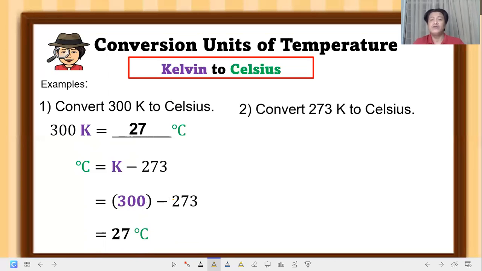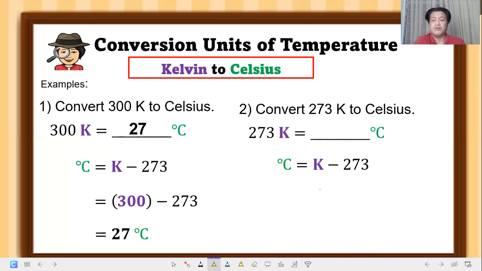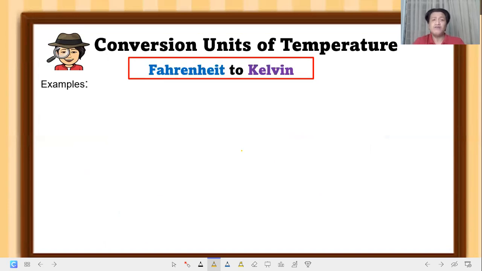Okay, let's have number 2. Convert 273 Kelvin to Celsius. Okay, rewrite muna natin yung given and then write the formula. So all you have to do is i-replace natin yung given na 273 doon sa formula natin. And then you can now subtract. What is 273 minus 273? That is equal to 0 degrees Celsius. Remember, 0 degrees Celsius is the freezing point. Yan ngayon yung katumbas niya kapag kinonvert natin sa Kelvin. Yun yung 0 degrees sa Celsius. Okay, let's have Fahrenheit.